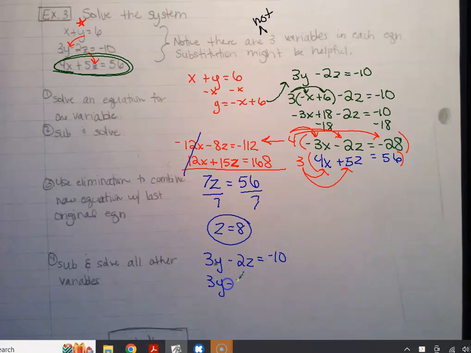Okay, so that gives us 3y minus 2 times 8 equals -10. So 3y minus 16 equals -10. Add 16, so 3y equals 6. Divide by 3, so we get y equals 2.